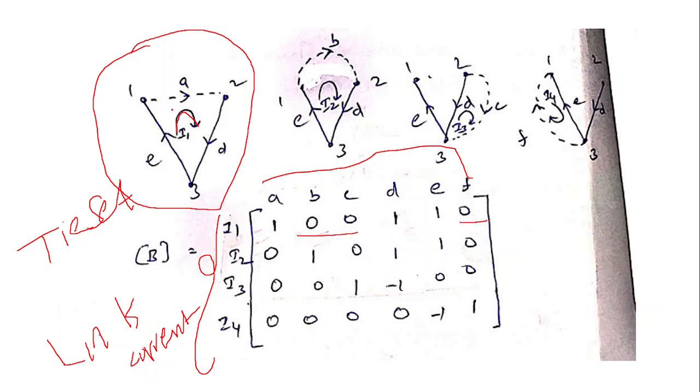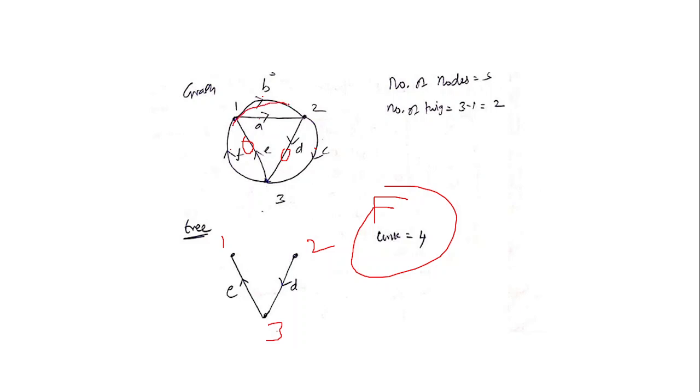Now compare the direction of the link current and the direction of the branches. If it is oriented in the same way, I'll put 1. The direction of I1 and D are the same, so 1. I1 and E are the same, so 1. I1 and A are the same, so 1. The remaining branches B, C and F are not there, so I'm putting 0. Similarly, I2. I2 is this link.